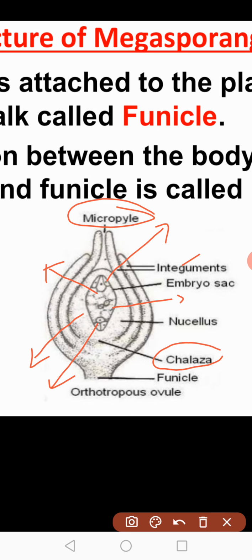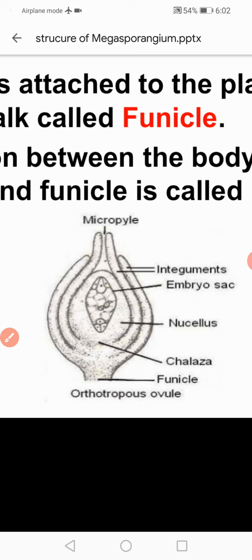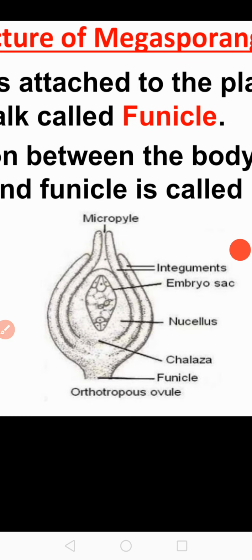Once again I will repeat. Each megasporangium or ovule contains a stalk called the funicle, and the junction between the funicle and the main body is called the hilum. And each ovule contains protective layers called integuments. But these integuments do not completely cover the body of the ovule, but leave a small area uncovered, and this uncovered area is in the form of an opening and is called the micropyle. Opposite to the micropyle, there is the chalaza. So chalaza is nothing but the basal part of the ovule.